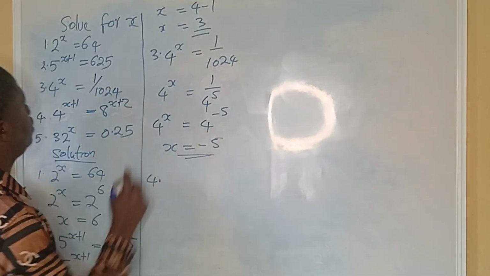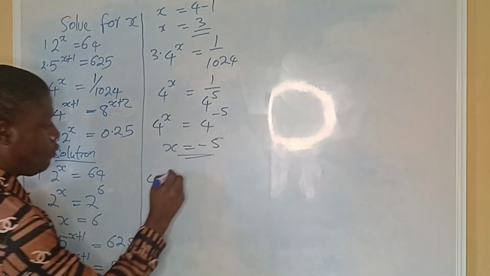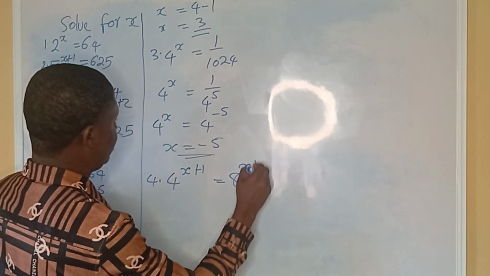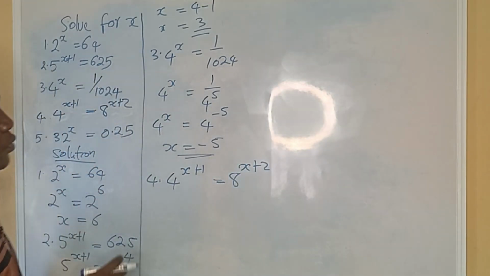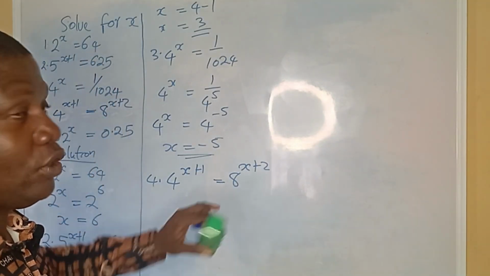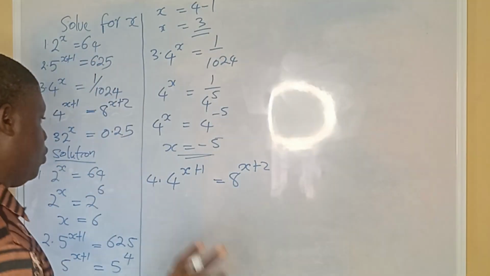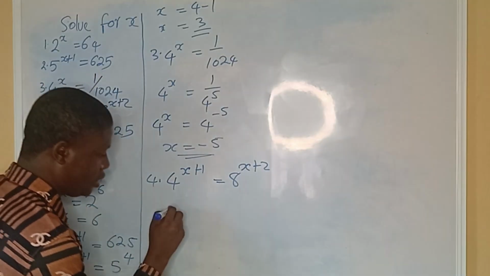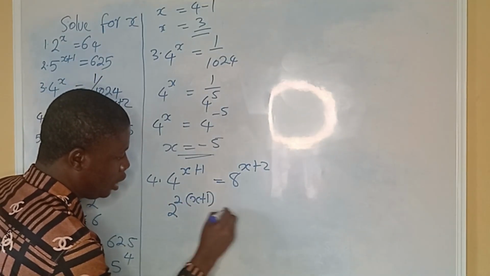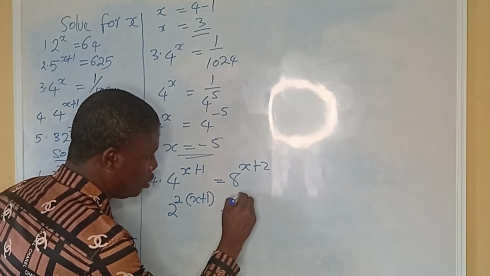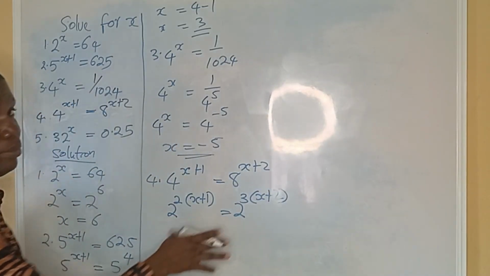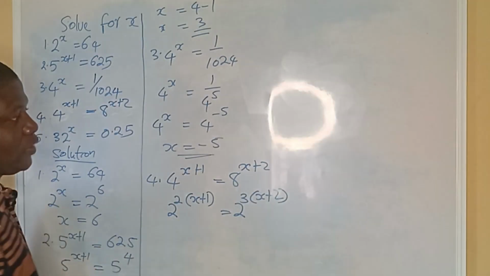So the fourth one is 4 raised to the power of x plus 1 is equal to 8 raised to the power of x plus 2. So here we can see we have to reduce this to their lowest common base. For us to do that, 4 is the same as 2 raised to the power of 2 into bracket x plus 1, and 8 is the same as 2 raised to the power of 3 into x plus 2. So you can see their bases are the same. Therefore, we equate their powers.